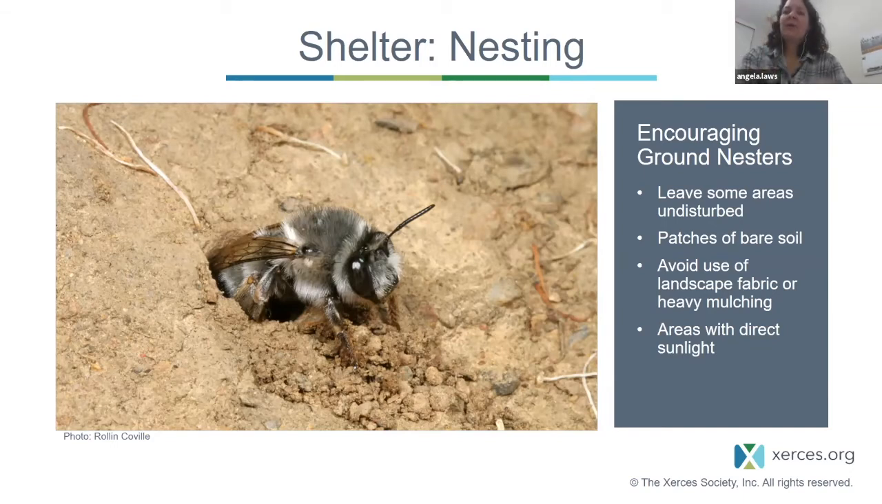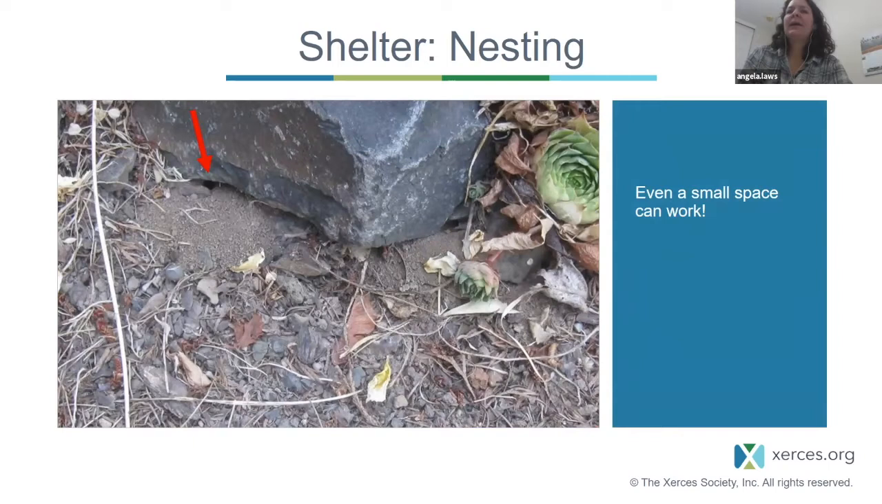Nesting. So if you want ground nesting bees, you can leave some undisturbed areas, just patches of bare soil in your garden. It doesn't have to be large. Avoid using landscape fabric or heavy mulching for these species. They like areas with direct sunlight. So just having some undisturbed areas. And it doesn't have to be big, right? So this red arrow is pointing to a bee nest. There's another one on the other side. You don't have to have huge patches of bare dirt. Just a little bit of bare dirt in some areas can provide space for these ground nesting bees to live.